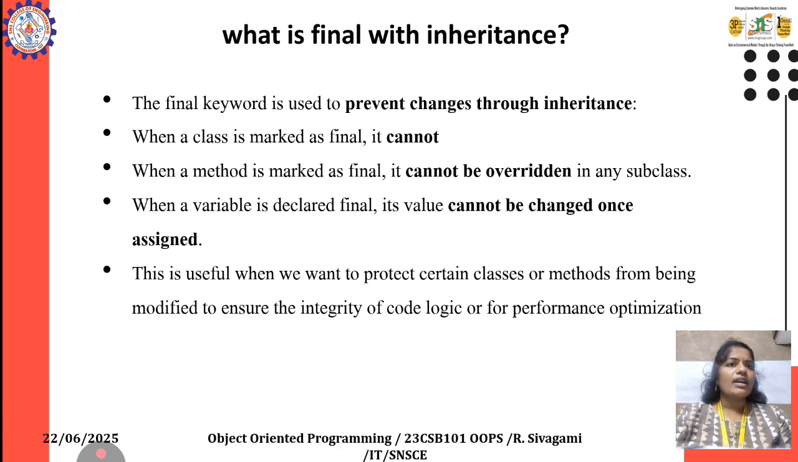We cannot override. If we declare a variable as final, we cannot change the value of the final variable. If we declare a method as final, we cannot override the method. If we declare a class as final, we cannot inherit the class. This is the basic of final. This is the role of the final keyword.